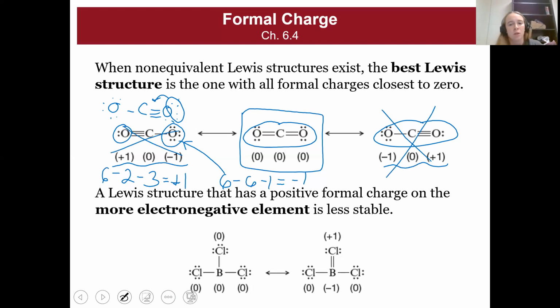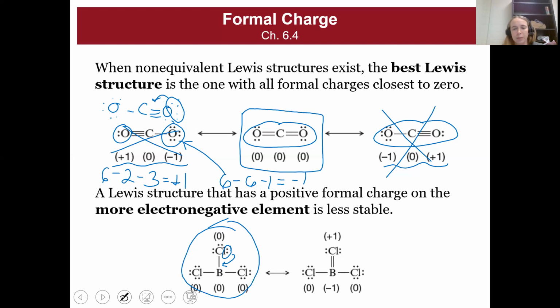Alrighty. What else do we do here? So a Lewis structure with a positive formal charge on the more electronegative element is not stable. So this is the structure for boron trichloride that we used before. We liked it. It was 0 for everything. But how else could we draw boron trichloride? Well, we could take one of those lone pairs and pop it into a double bond so that boron has a full octet.